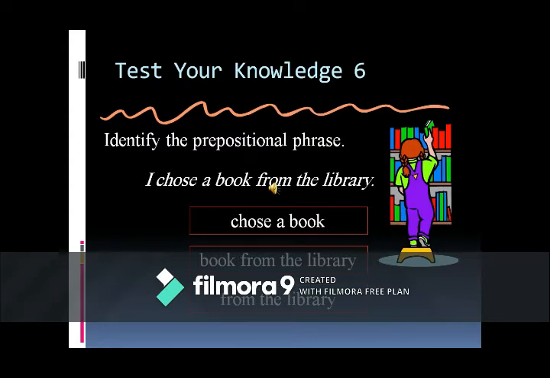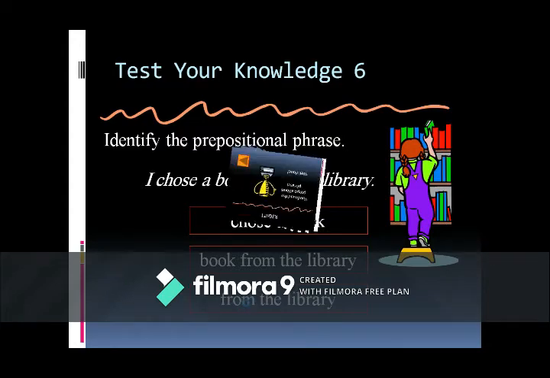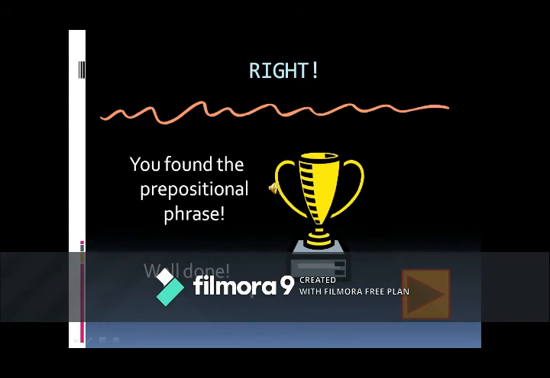Like here in the first example, when he says, "I choose a book from the library." I told you to identify the prepositional phrase, look for where the preposition is first. The preposition here is "from," excellent. Where is the object? Where is the noun that follows the preposition? "Library," excellent. So where is the prepositional phrase? "From the library." So the correct answer would be "from the library."